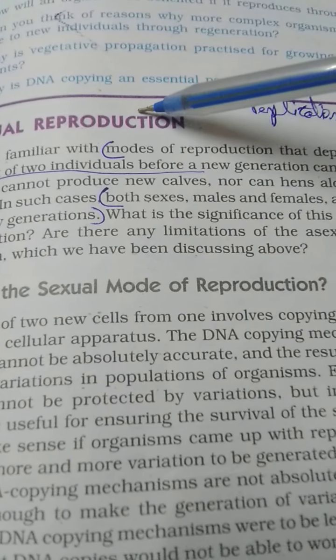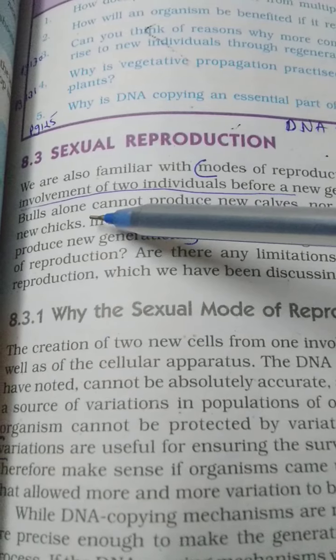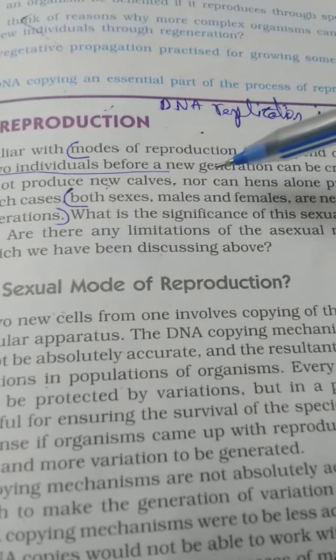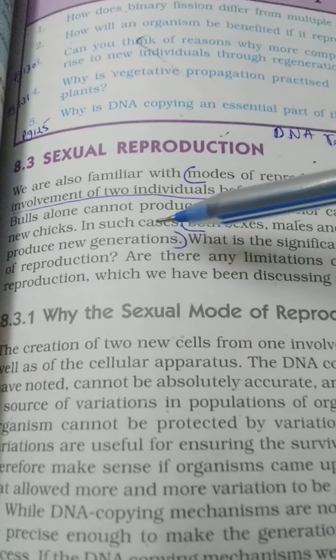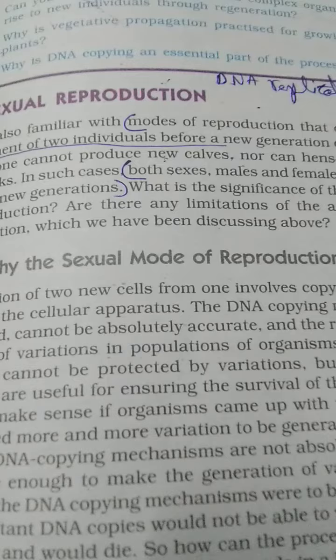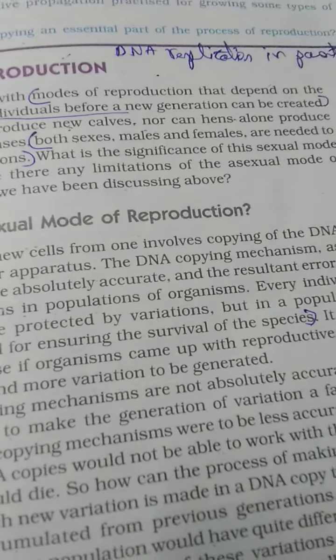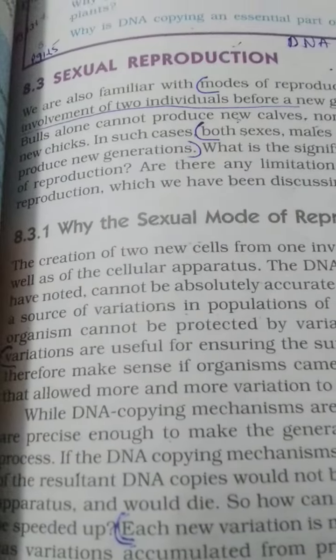What is sexual reproduction? It is a type of reproduction in which two different organisms are involved, one male and another female. So there is involvement of males and females in the process of reproduction so that the new generation can be produced. Now, why the sexual mode of reproduction? That is, why is the sexual mode of reproduction preferred, and why is it better than asexual reproduction?